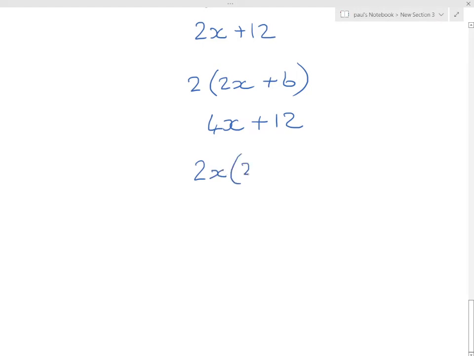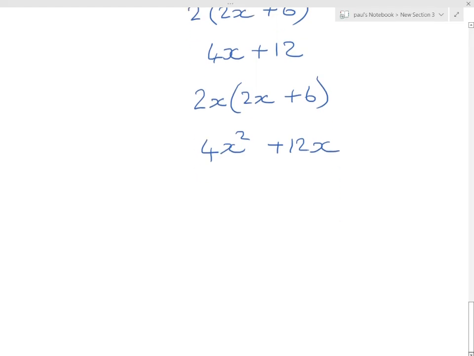Now 2x times 2x plus 6. Now 2x times 2x, we can separate these out. So 2 times 2 is 4. X times x is x squared. Plus 2x times 6. Well, 2 times 6 is 12, and the x. So the more things you introduce, the more complicated it gets.